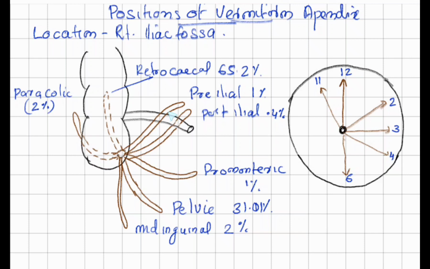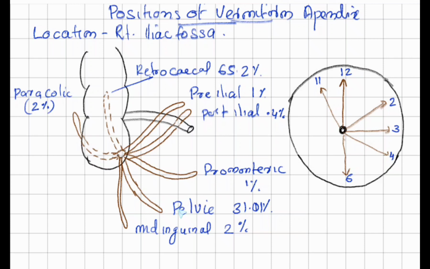There are two subtypes. The one which runs in front of the ileum is known as pre-ileal, and the other which lies behind the ileum is known as post-ileal. The pre-ileal type is present in 1% of subjects and the post-ileal in 0.4% of subjects. These two constitute the 2 o'clock position.